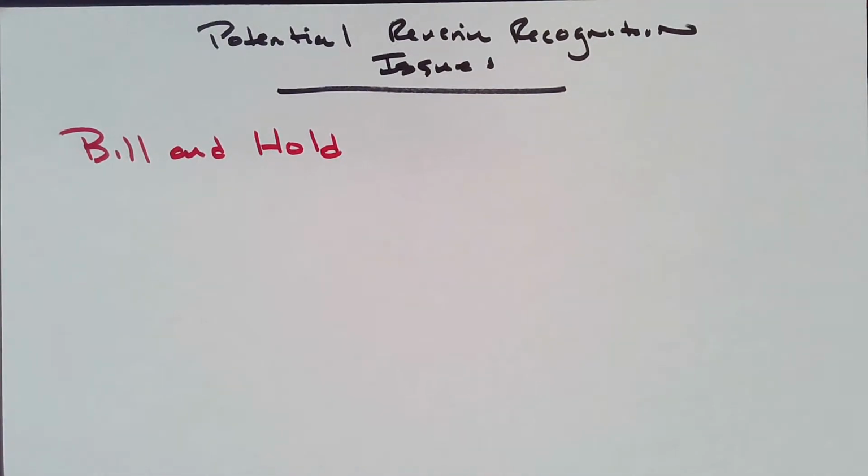What a bill and hold transaction is, is an arrangement in the contract where you, as the company, bill the customer for the product, but you retain physical possession of the product until it's transferred to the customer at some point in the future. So, for example, the customer might request to enter into the contract because they don't have enough space, or because they've got delays in production and they just don't need the raw materials just yet.